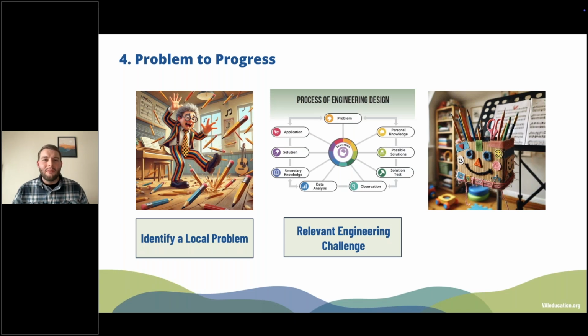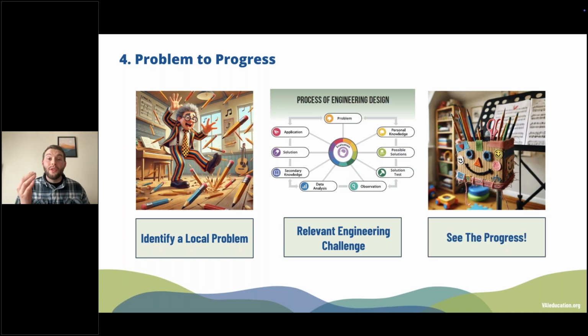A lot of times STEM teachers want to give engineering challenges that maybe are a little disconnected. Maybe if you give your students a Hoover Dam engineering challenge, well, if you don't live next to the Hoover Dam, it's probably going to be kind of a stretch if you don't frame it correctly. So we have a local problem that's here and now. We're going to create a relevant engineering challenge.